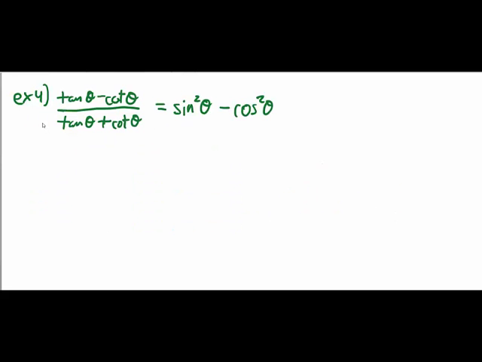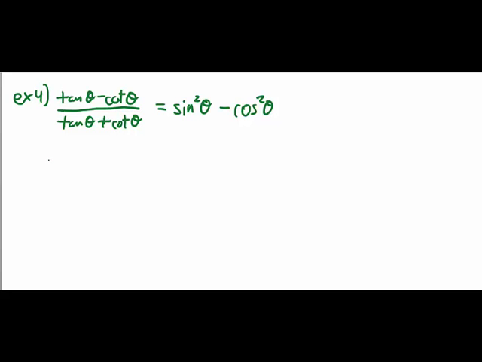For example 4, I want to see tangent theta minus cotangent theta divided by tangent theta plus cotangent theta and have it equal to sine squared theta minus cosine squared theta. Now, sine squared theta minus cosine squared theta is not equal to 1. It's easy for beginning trigonometry students to say, oh, this is equal to 1, but it is not. You're getting that confused with sine squared theta plus cosine squared theta. That's equal to 1. So there's no way you can do any kind of good conversion on this side. So let's start with the left-hand side, and let's kind of talk about what our strategies are.